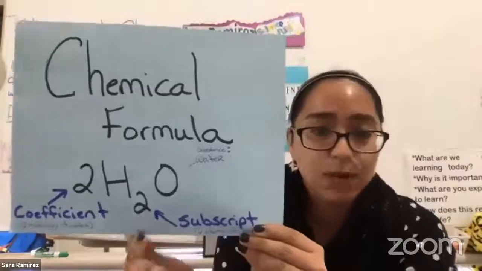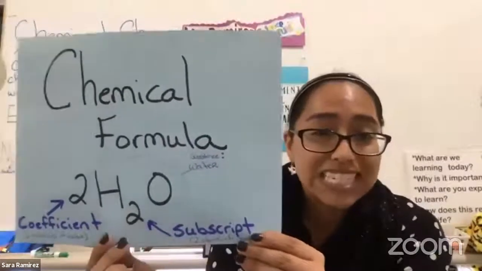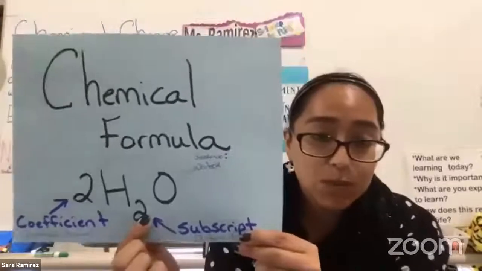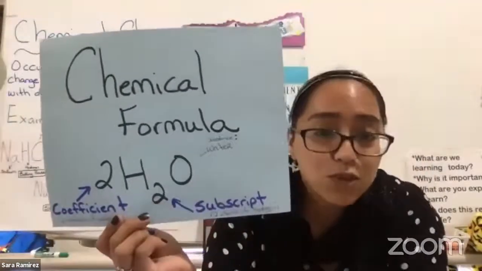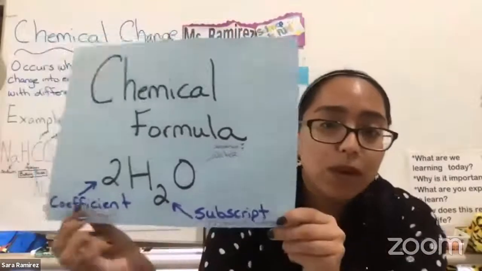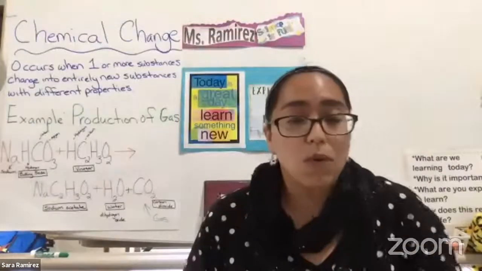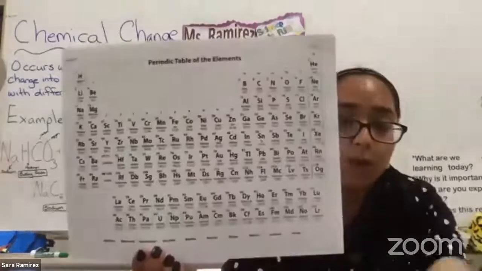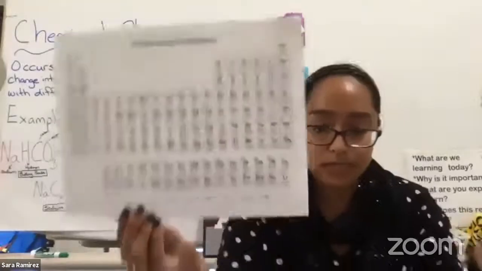Then we have a tiny number. The tiny number is called a subscript. So the subscript is just telling us the number of atoms there are for a particular element. So since the subscript is underneath the H, that's telling us that there are 2 hydrogen atoms. So when we look at different chemical formulas today, be aware of the coefficient and the subscripts. And if you don't know what a chemical symbol represents, you can always reference a periodic table. So the periodic table will tell you the symbols and the element that it represents.